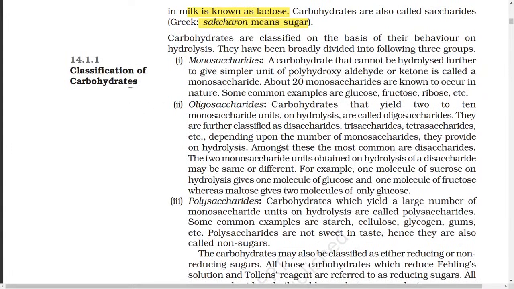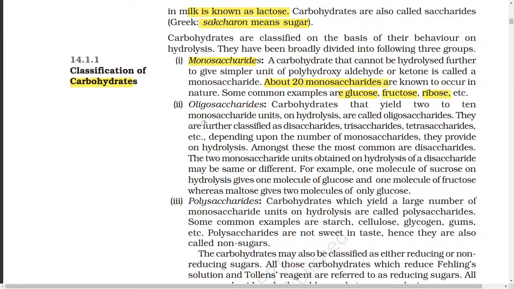Classification of carbohydrates. Carbohydrates are classified on the basis of their behavior on hydrolysis. They have been broadly classified into three groups. Monosaccharides: a carbohydrate that cannot be hydrolyzed further to give simpler units of polyhydroxy aldehyde or ketone is known as a monosaccharide. About 20 monosaccharides are known in nature. Some examples are glucose, fructose, and ribose.